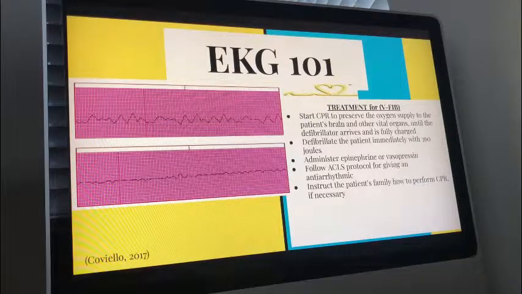The treatment for VFib is to start CPR to preserve the oxygen supply to the patient's brain and other vital organs until the defibrillator arrives and is fully charged. Defibrillate the patient immediately with 360 joules, administer epinephrine or vasopressin, follow the ACLS protocol for giving an anti-arrhythmic, and instruct the patient's family how to perform CPR for discharge, because they might need it.